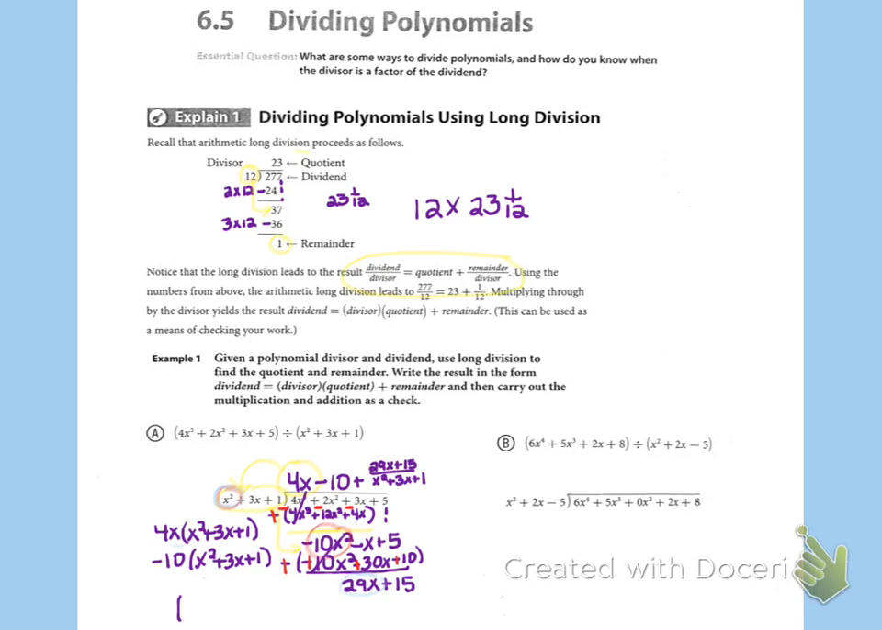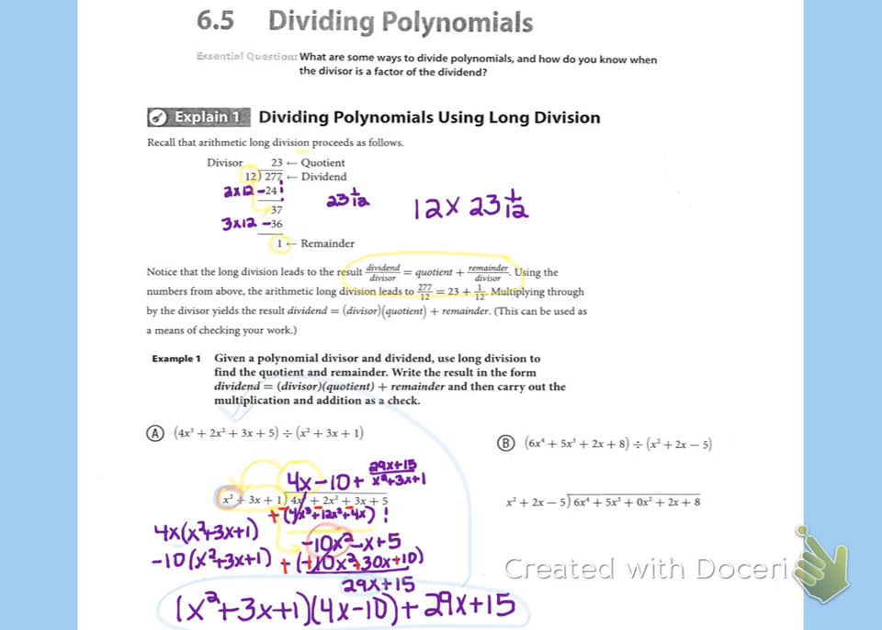That would be x squared plus 3x plus 1 times the quotient, which is 4x minus 10, and then plus the remainder, which is 29x plus 15. And then if you were to expand that all out, you would get it to equal the original polynomial. So let's go ahead and take a look at one more example, and then we'll end with a few you try questions.